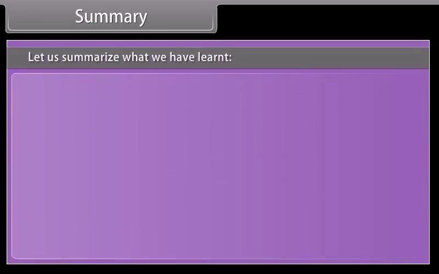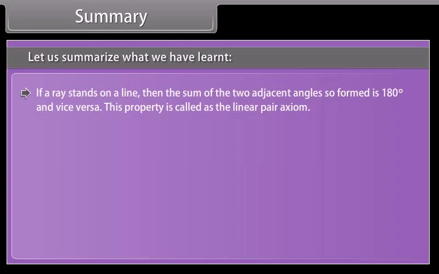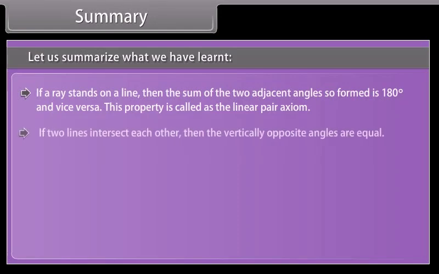Summary. Let us summarize what we have learned. If a ray stands on a line, then the sum of the two adjacent angles so formed is 180 degrees and vice versa. This property is called the linear pair axiom. If two lines intersect each other, then the vertically opposite angles are equal.